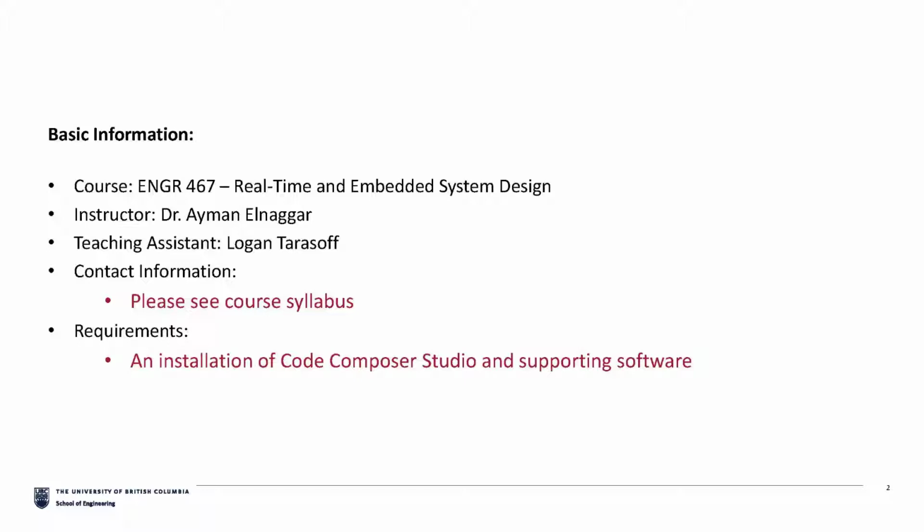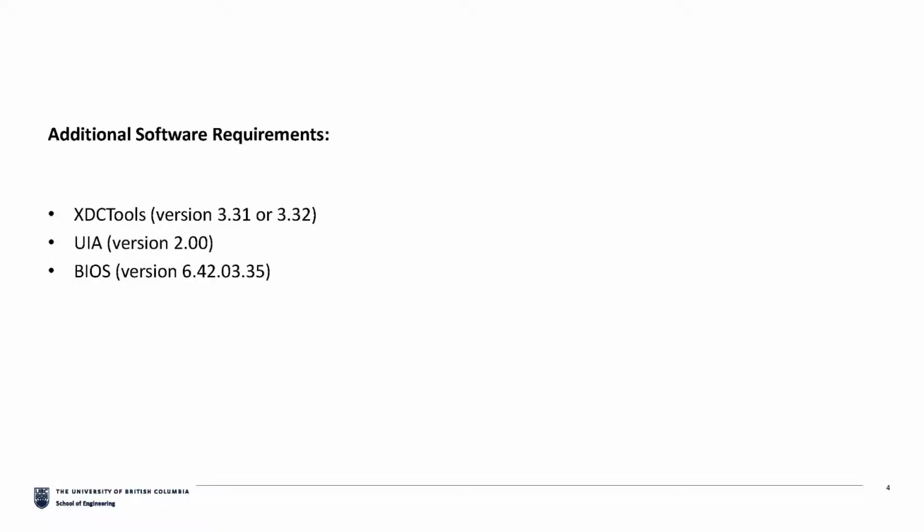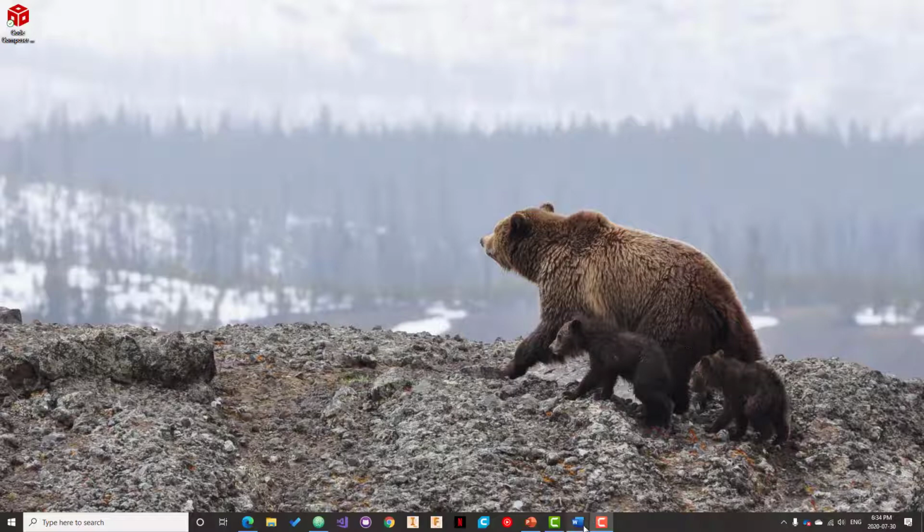To complete this lab, you must have an installation of Code Composer Studio and its supporting software. If you do not, please refer to the first video of this series or read Lab Manual number 1 for instructions on how to get it. Let's move on. We are going to have to install 3 additional software packages before completing today's lab. The installation process is similar to what we did previously, but I will go over it again today as well. The 3 packages we are installing are XDC Tools version 3.31 or 3.32, UIA version 2.0, and the TIVA BIOS package. To get started, refer to the lab manual.